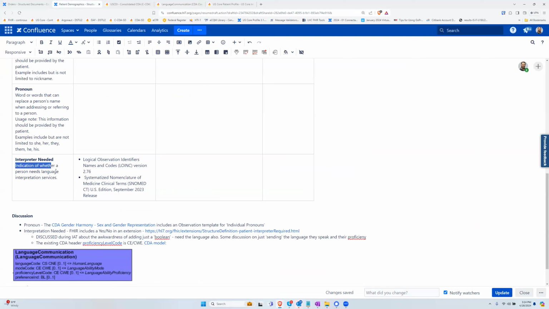But I think that's the crux of what's different. A patient can be proficient in a number of languages, have a preference for English, and still identify that they have a need for an interpreter to join them. Is the assumption when they say interpreter needed that the interpreter is translating to English? From English, yeah, to English. To and from. Yes.